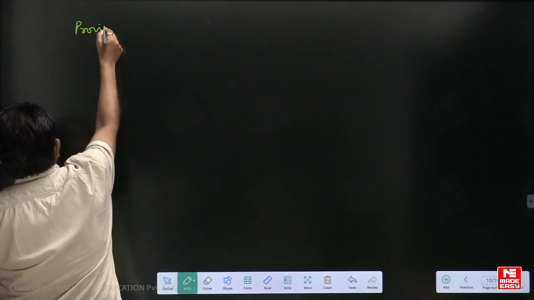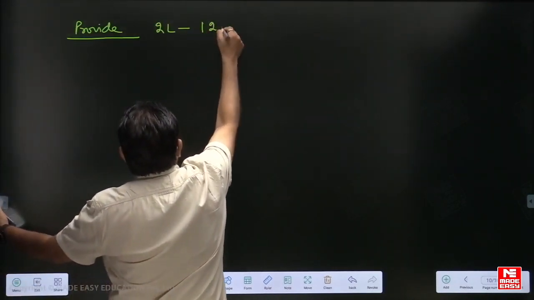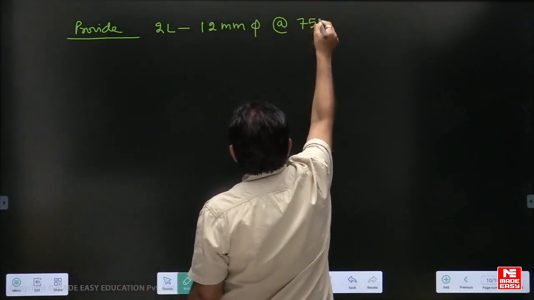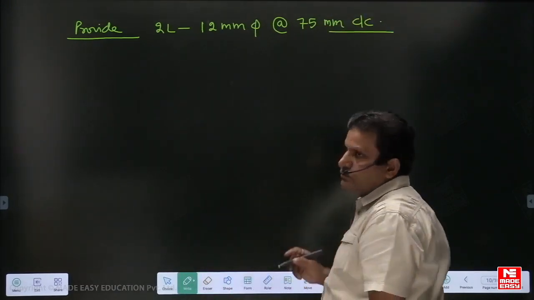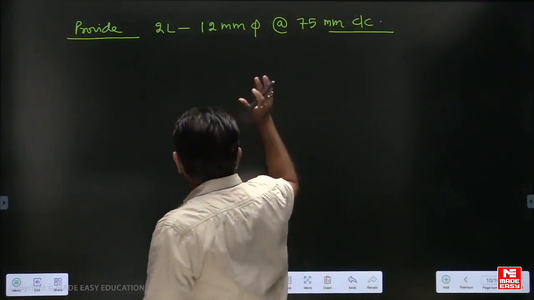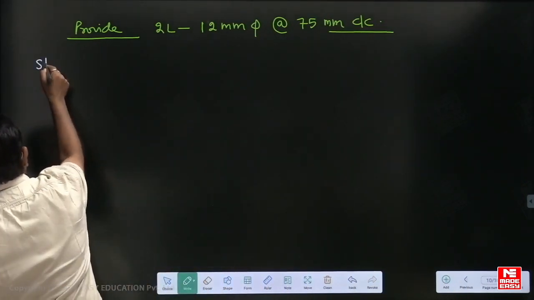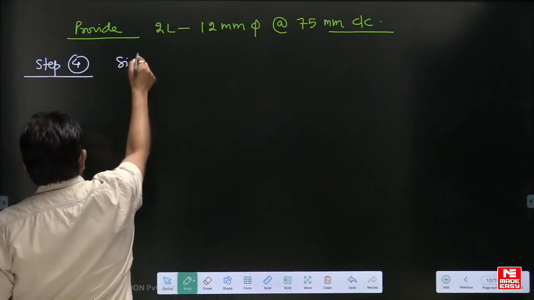So we will provide shear reinforcement, 2-legged 12 mm dia at the rate of 75 mm center to center. Because it is subjected to torsion, that's why we are getting a very low value. And the last check we will do is step 4. We will provide side face reinforcement.